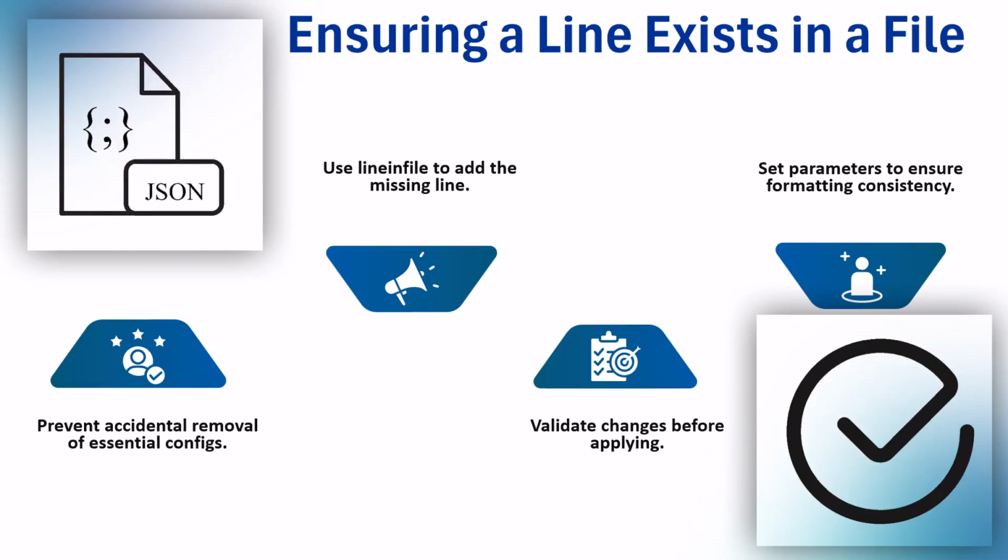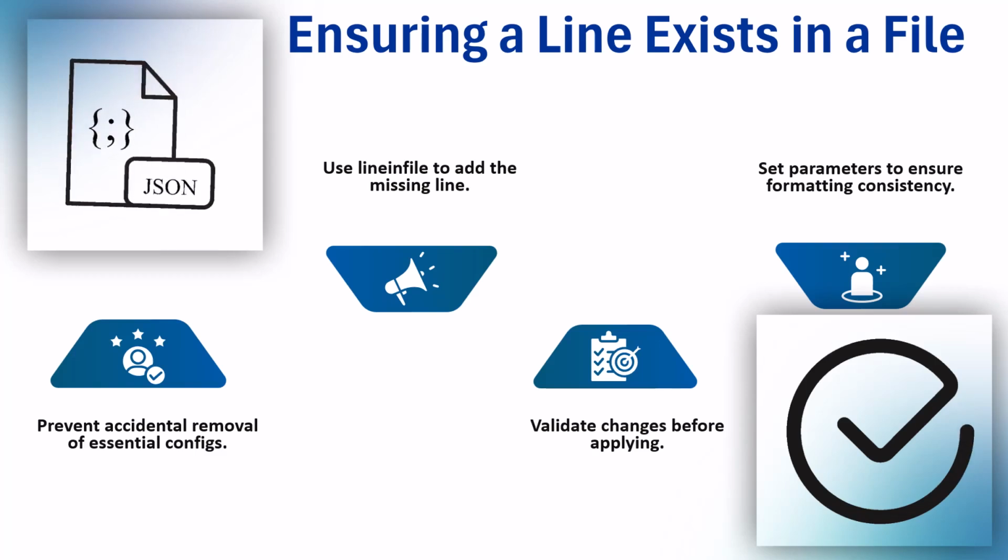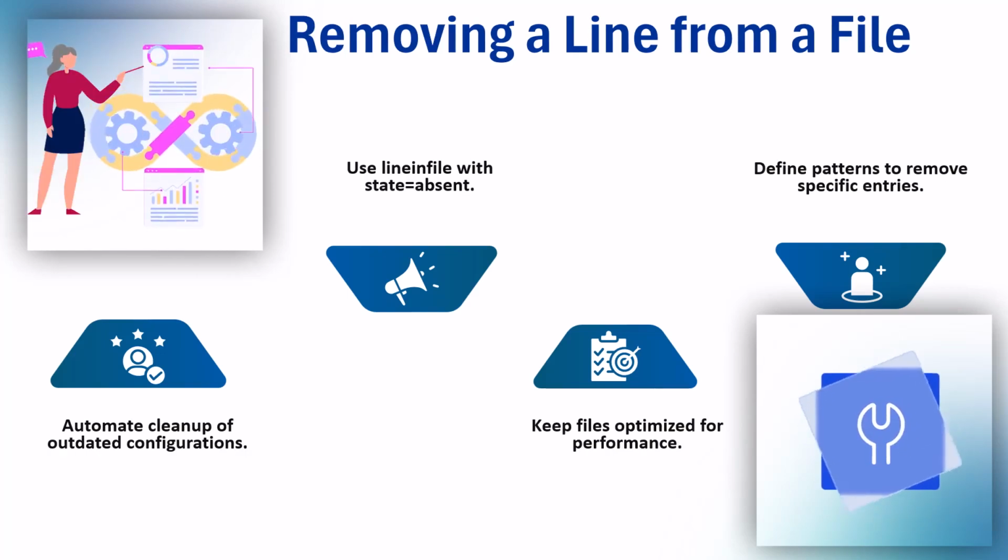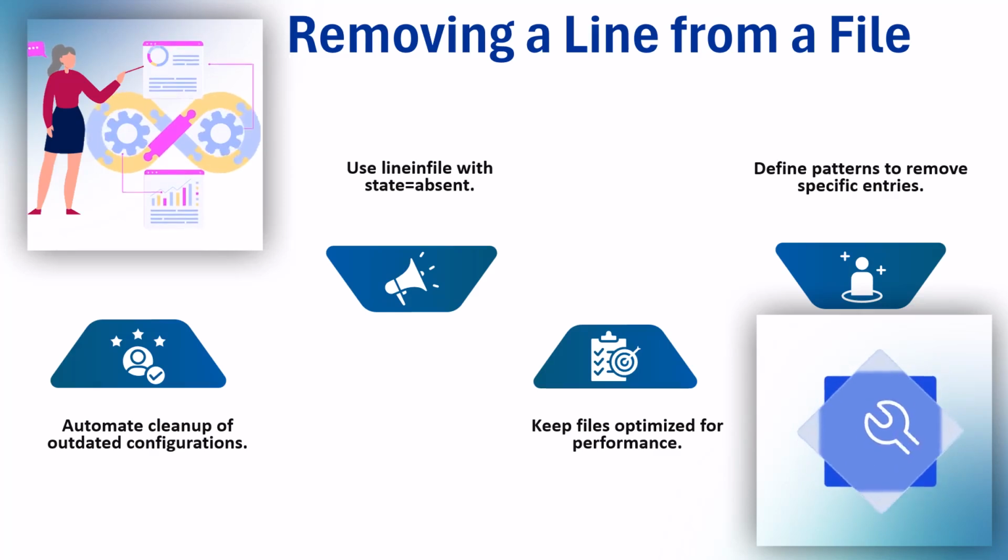We've all had that "wait, was that line supposed to be there?" moment. With Ansible, you ensure essential lines exist, stay formatted correctly, and never mysteriously disappear. Think of it as a friendly watchdog. Cleaning up configs is just as important as creating them. With lineinfile and state equals absent, you can remove outdated lines automatically, like spring cleaning, but for your servers.